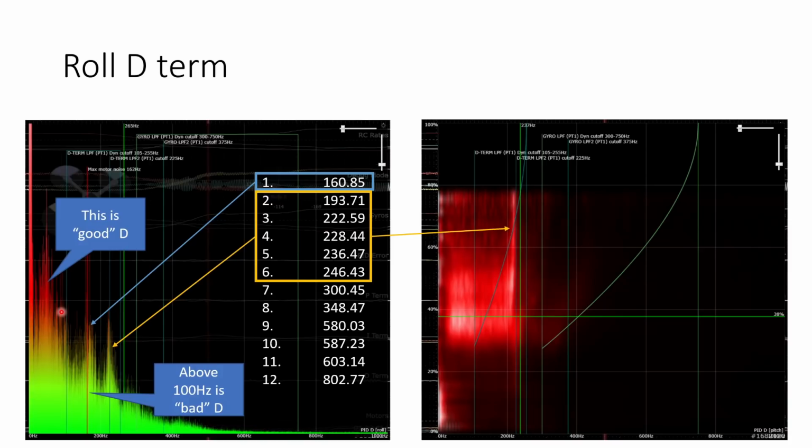And the D term really needs to be getting on the scene and fighting those in order to keep the quad really stable in the air.